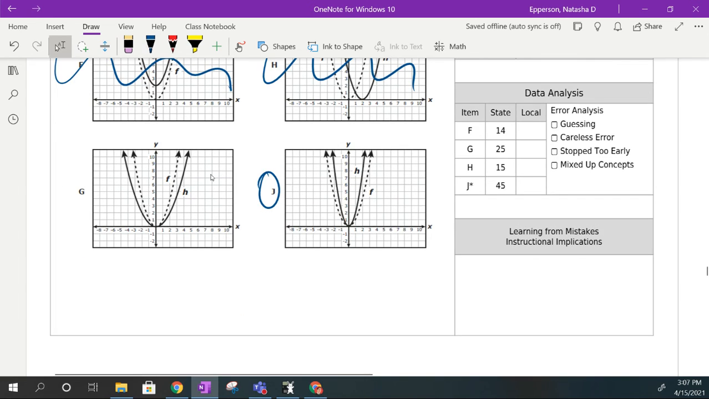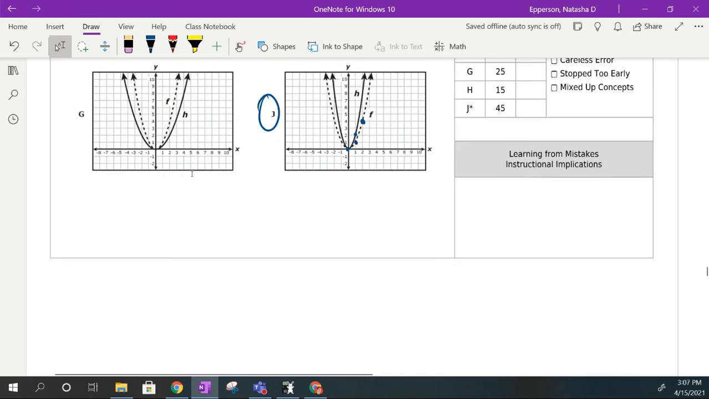You can also look at the points. If I go to 1, 1, that gives us our first value. If I go to 2, 4, that gives us our second value on the parent function. In the transformed function, it should be 1, 2, which is here, and then it should be 2, 8 for the next one, which would be way up top, okay?